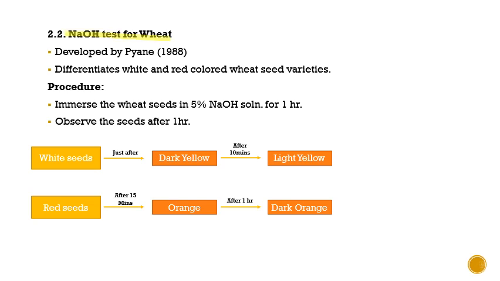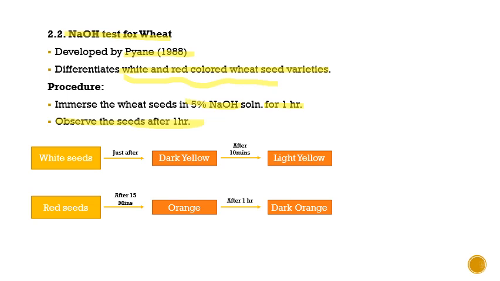This was developed by Payne in 1988. This test differentiates white and red colored wheat seed varieties; it can only differentiate between white and red colored wheat seed varieties. The procedure involves immersing the wheat seeds in 5% NaOH solution for 1 hour and observing the seeds.